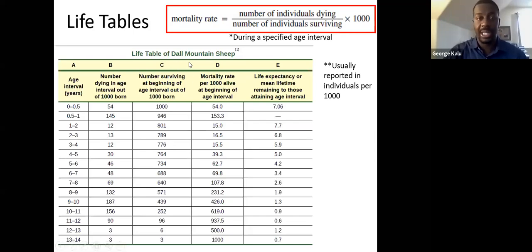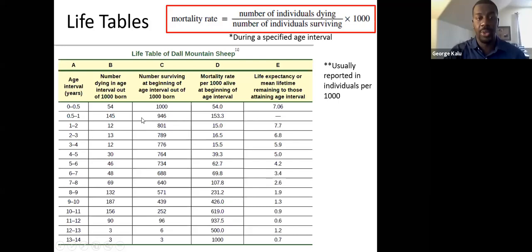So here we're looking at some Dall mountain sheep, and if we look at the first half of the year that they're born, there's going to be 1,000 individuals that are born. Of those 1,000 individuals, 54 die. So we do 54 divided by 1,000, and then you multiply that by 1,000, which gives us 54. So we can expect the mortality rate to be 54 sheep per 1,000 that will die. Then if 54 died, the next surviving group is going to have a total of 946 individuals.